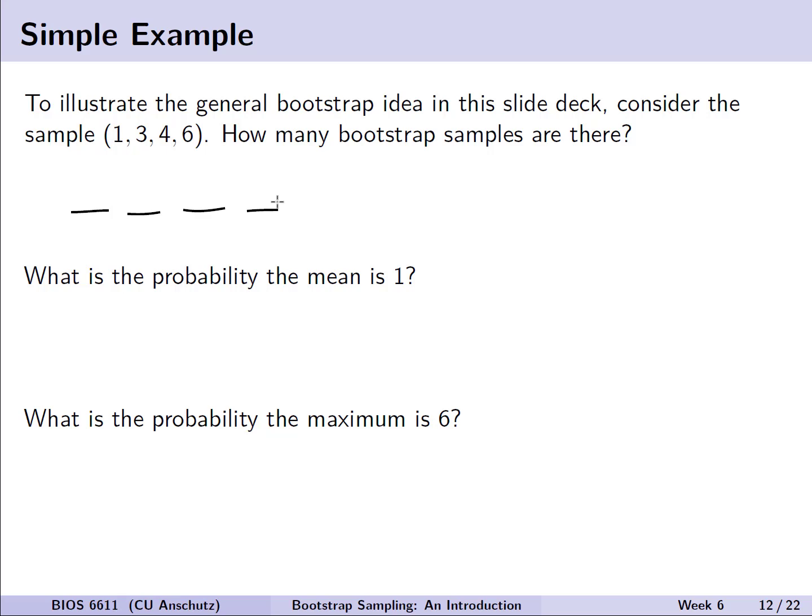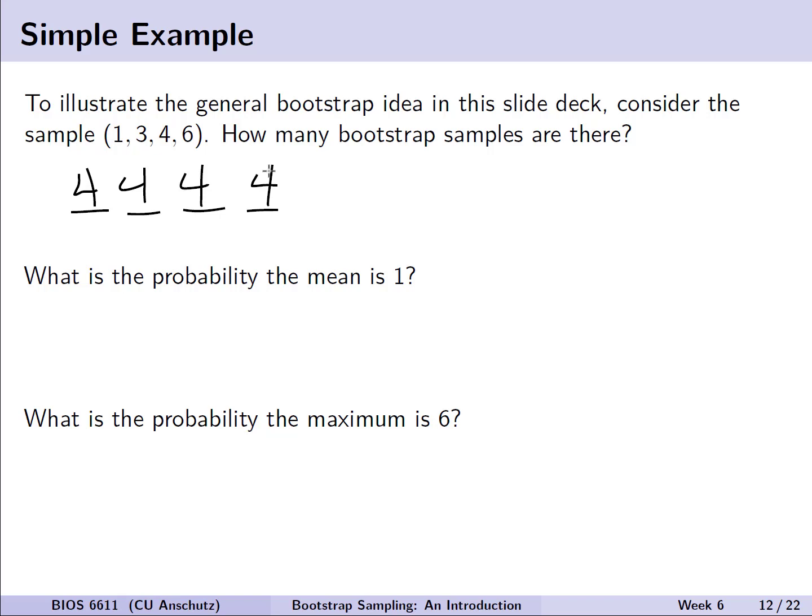Well, obviously, that very first value we draw could be any one of our 4 values. So we have 4 possible choices. Now, because we're sampling with replacement, whatever number we drew, we put back into the pool. And for our second number, we could again draw any of the 4 values. For the third, we have the same 4 possible values. And again, the 4th value of our sample would also have 4 possible values.